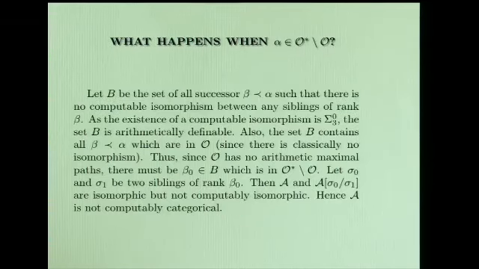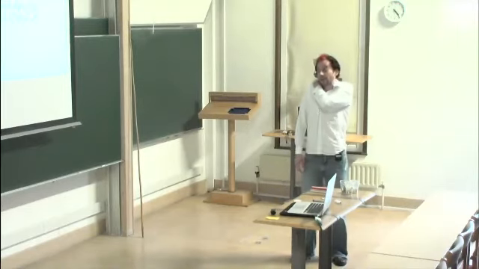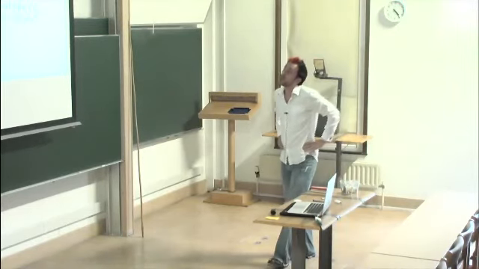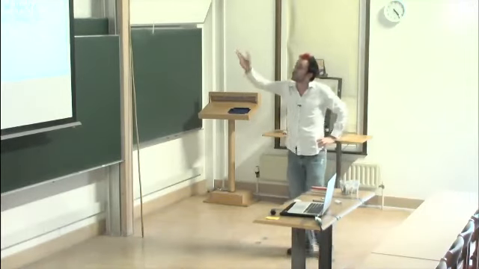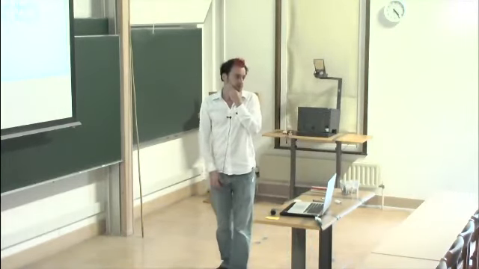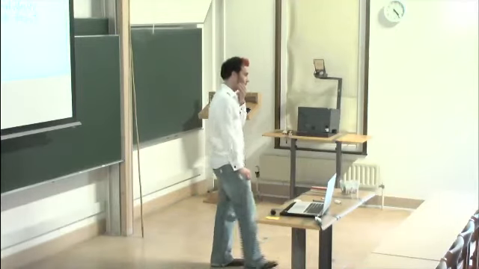Now let's see the overspill argument. We're given this alpha, which is in O star and not in O, and we're considering the structure built on it. Let B be the set of all successors beta less than alpha such that there's no computable isomorphism between any siblings of rank beta. First of all, this is an arithmetically definable set. Alpha is just a notation, and all the stuff that's less than it is c.e. Having a computable isomorphism is sigma 0 3. So this is an arithmetical set.